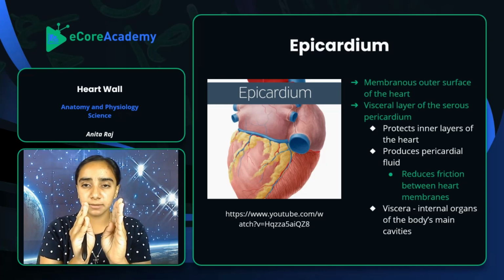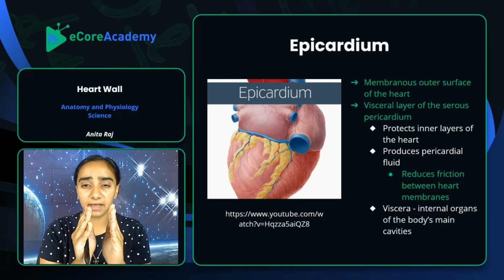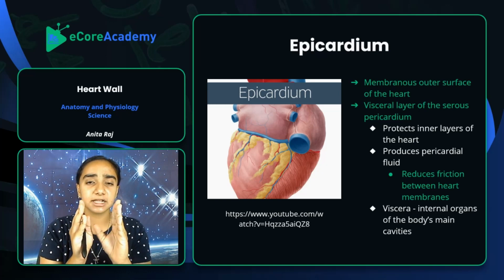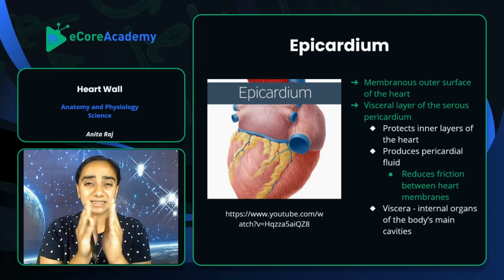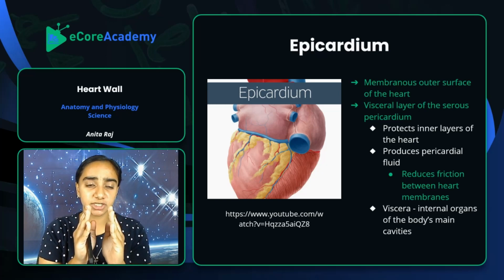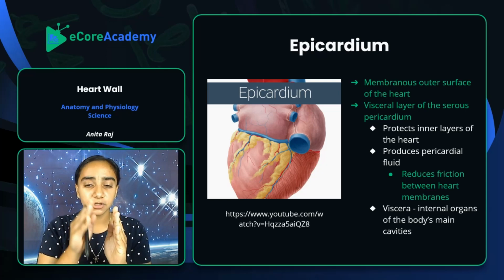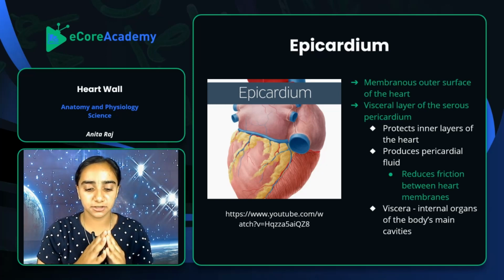This space between my hands is your pericardial cavity. That's where your fluid is, that space between the inside and the outside. This part out here, which is exposed to the rest of your chest cavity, is your parietal pericardium. So remember, the innermost layer is the epicardium. It's the visceral layer of the serous pericardium.